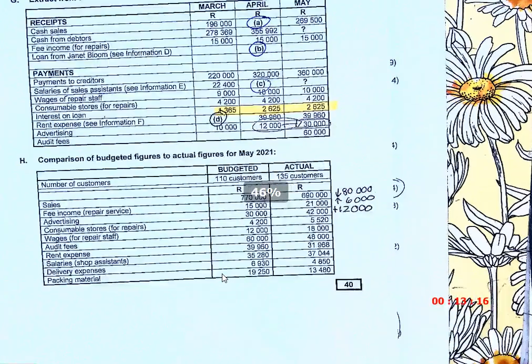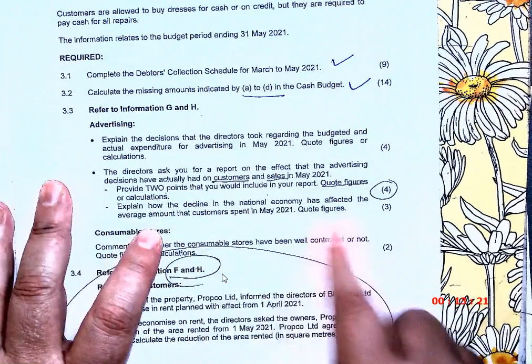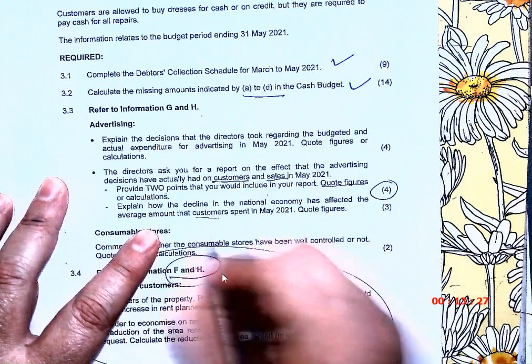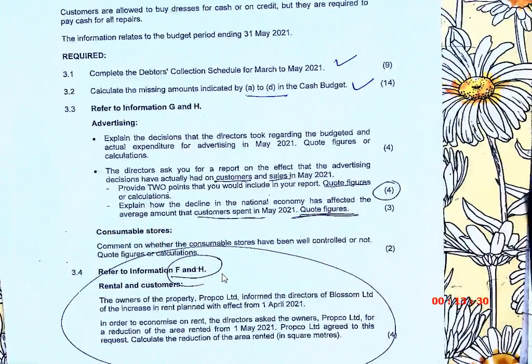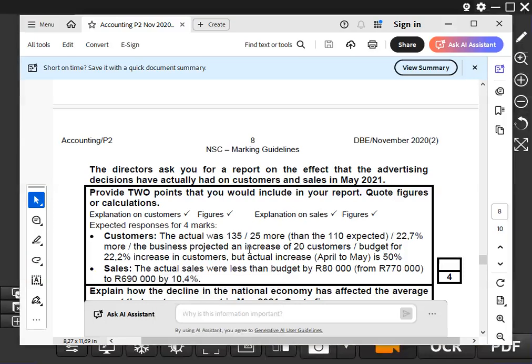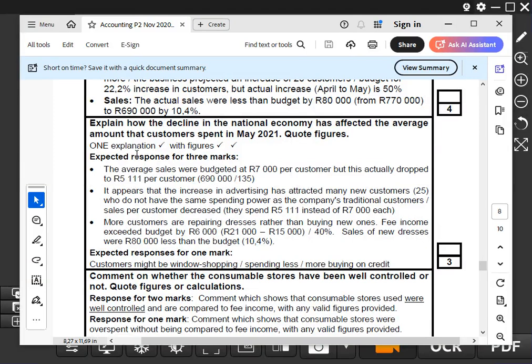They ask me, explain how the decline in the economy affected the average amount customers spent, and then quote figures. So it's exactly that which I said. People will spend more on fixing stuff. So now it's 3 marks. So you're going to give an explanation with figures. So what they did here is they said the average sales was budgeted, now they go to per customer, 7,000. But it actually dropped to 511.